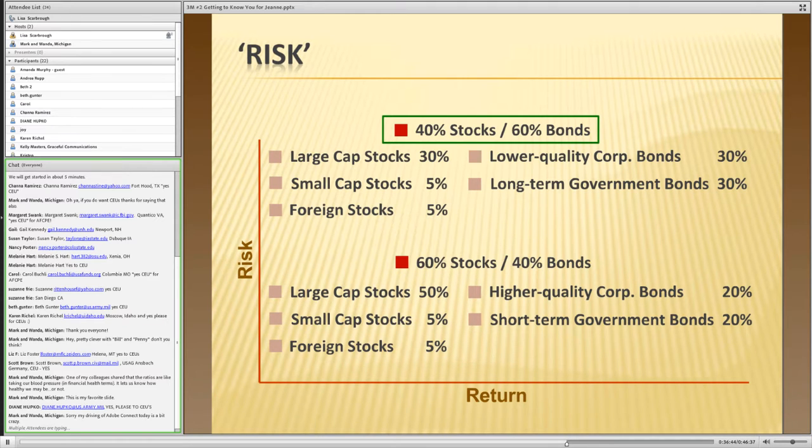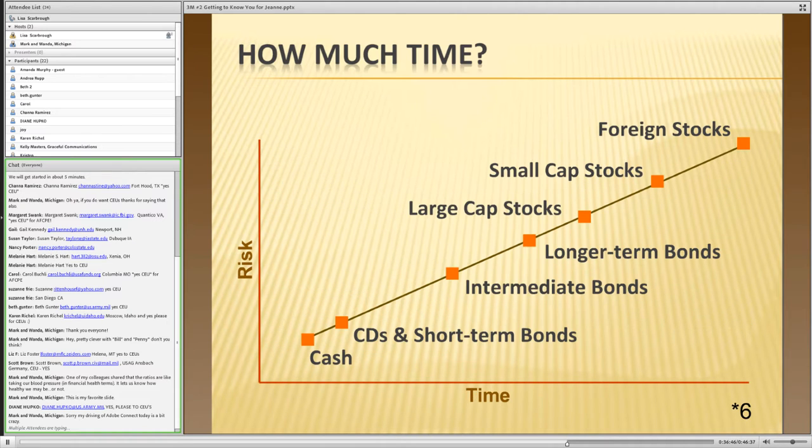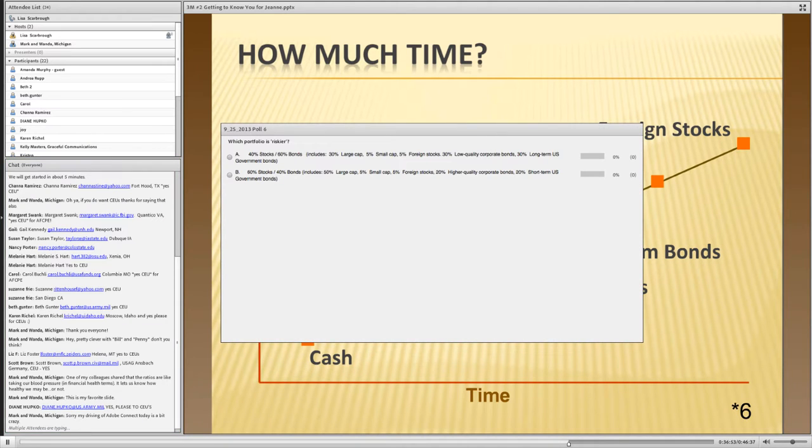Okay, part of the problem is we need to go back and do a poll on this. And part of the problem is that Wanda is doing crunches upside down in her inversion boots and trying to run the polls here. Okay, so which portfolio is riskier?